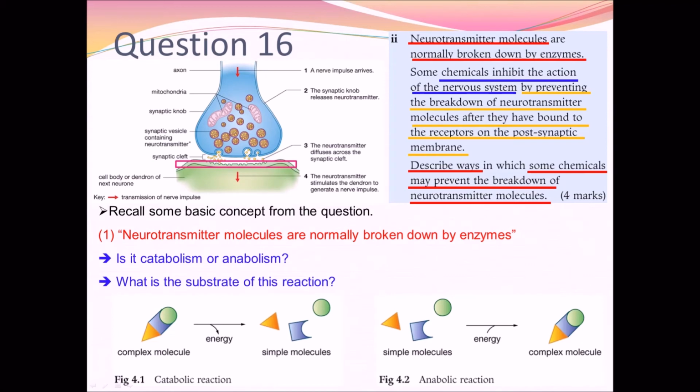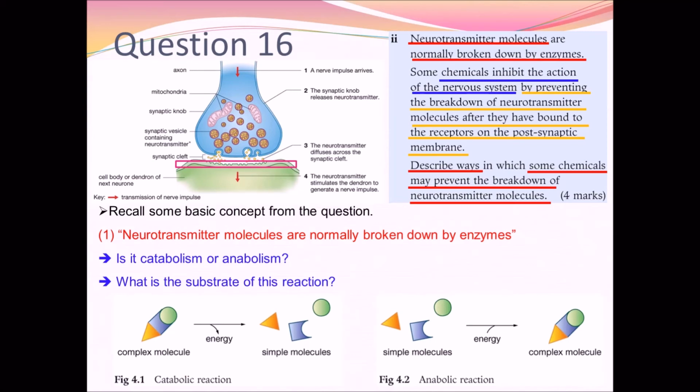So we need to recall some basic concepts from this question first. The question is asking: describe the ways in which some chemicals may prevent the breakdown of the neurotransmitter. So you just need to describe, but you do not need to explain. You just describe how the chemicals prevent the breakdown of the neurotransmitter molecules.